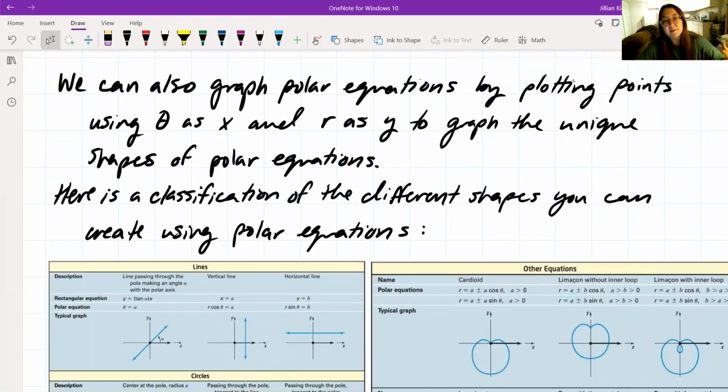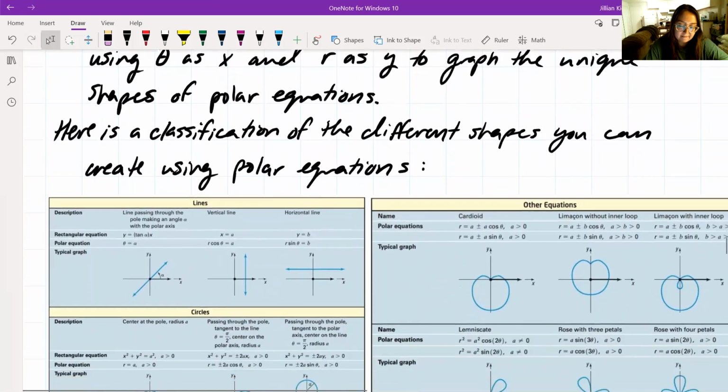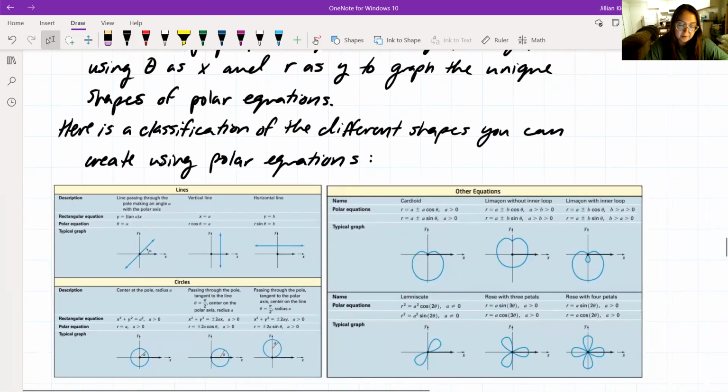So this isn't our typical equation form where we have y is equal to something times x, something like y is equal to mx plus b. We're treating our theta as x and r as y, since we normally write our polar equations out as r is equal to some number times sine or cosine of theta.